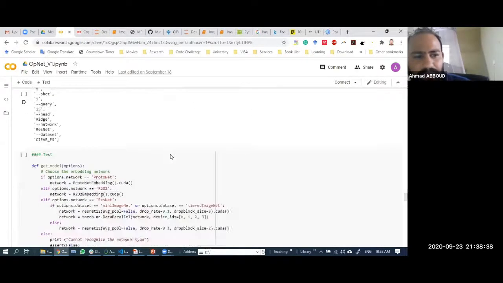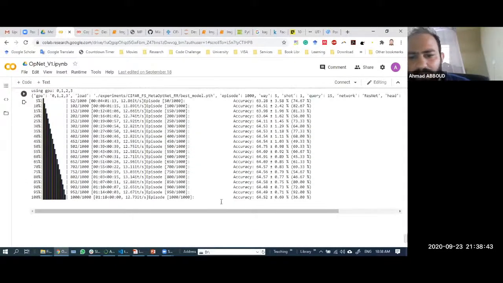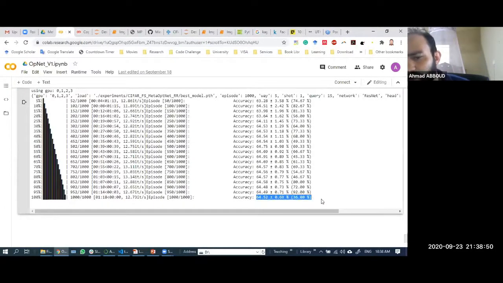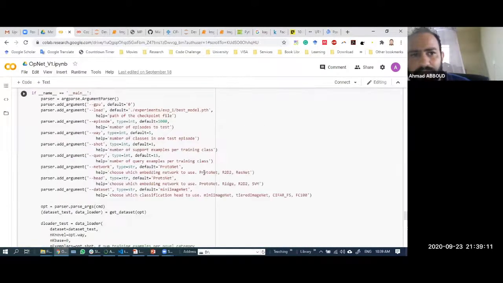After I test it, I find it is 64.52 on novel categories. Because the network didn't see those categories before or during training, the accuracy, of course, degrades to 64.52. And I think the results are promising.